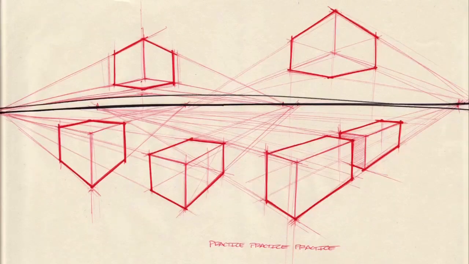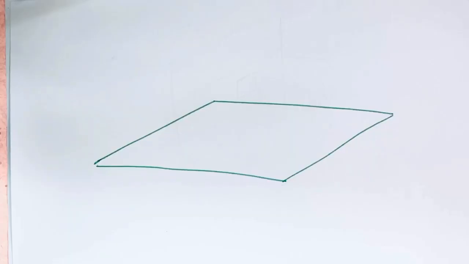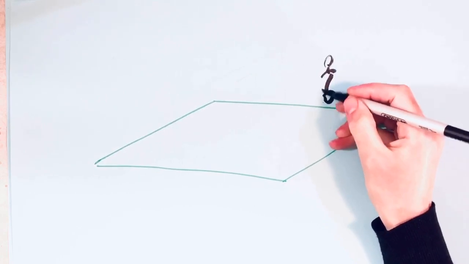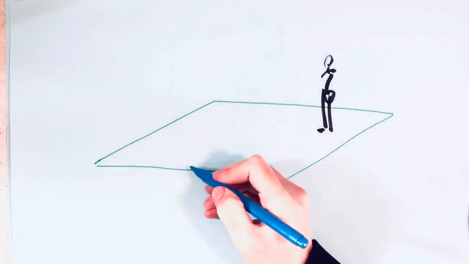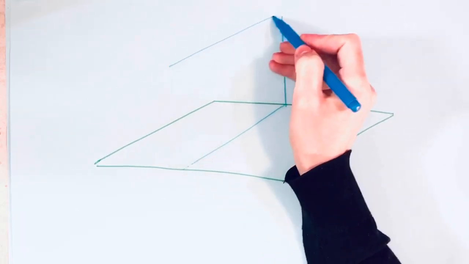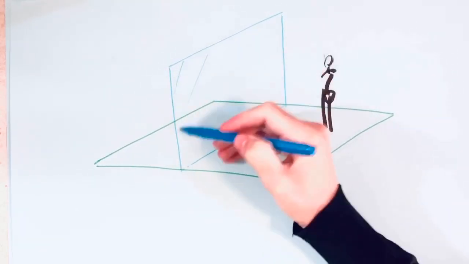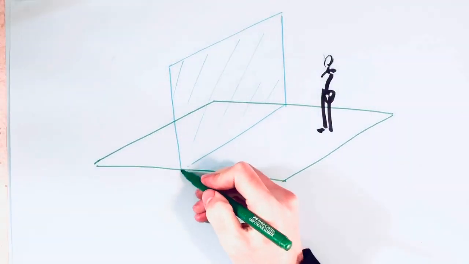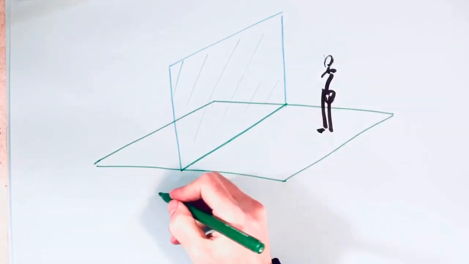Now, let's explain some basic terms and definitions. Let's imagine this plane is the ground, and you're standing on the ground. Let's say there is an imaginary transparent curtain right in front of you. Where the curtain touches the ground, that's our ground line.